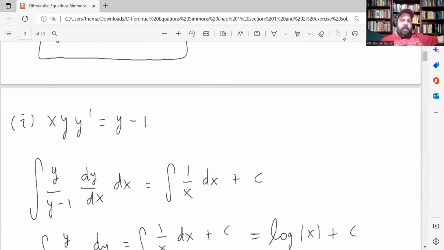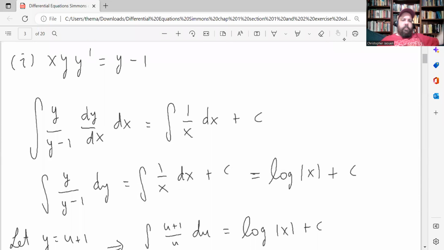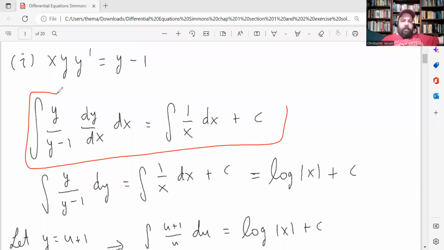That's part C. Part I, they want us to solve this differential equation, y prime equals y minus 1 over x. This one is separable, so you just divide both sides by y minus 1 and multiply both sides by 1 over x, and you get this differential equation here. Then you integrate both sides. Y prime, remember, is dy/dx. So you just take the integral of both sides with respect to x. On the left-hand side, you have to make a substitution in order to integrate.